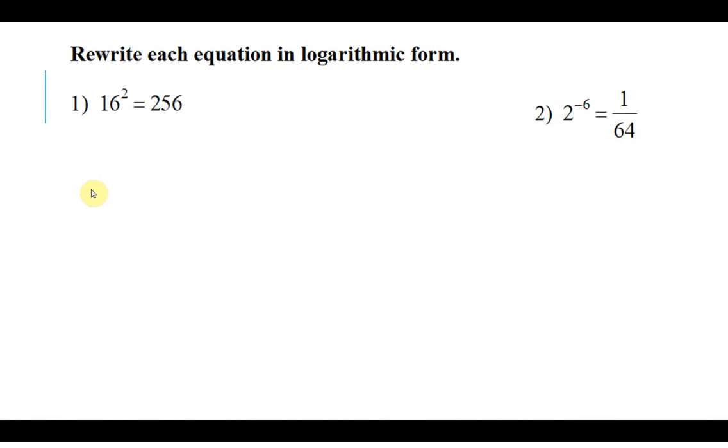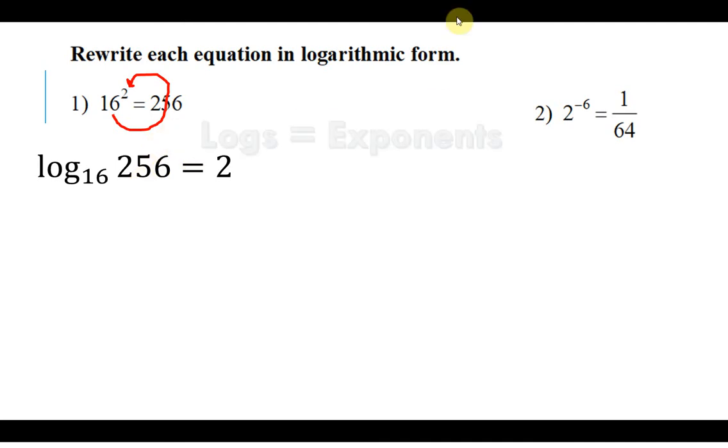Your base becomes your little number. So the 16, and it makes a kind of swirl. The base is always that little number, so you're going to have log base 16 of 256 equal to. Your exponent is always what a log is equal to. The easiest way I think of it is the base is always the same as the base on the exponent. The purpose of a log is to solve for the exponent, and then the other number just fills in the blank, if that's helpful.